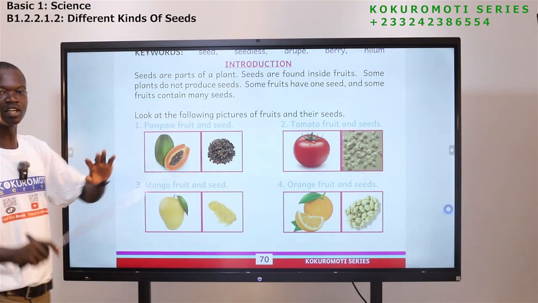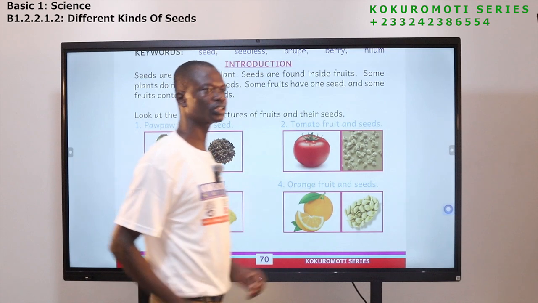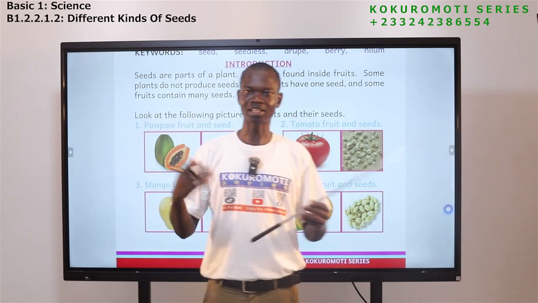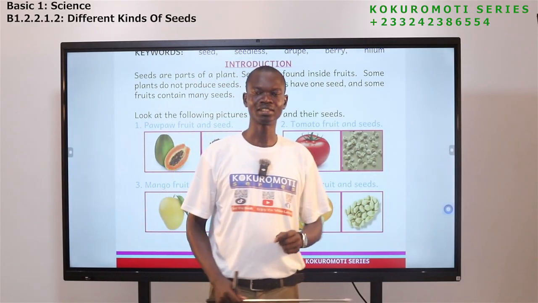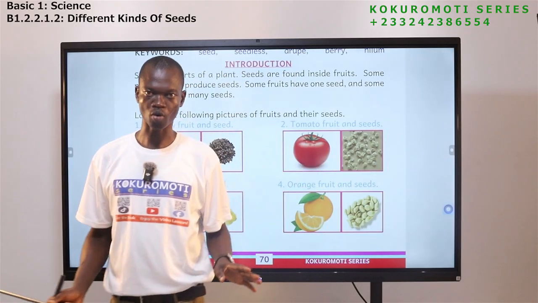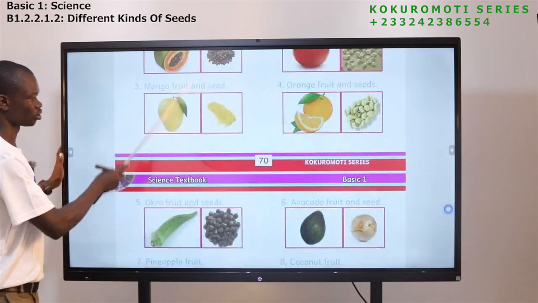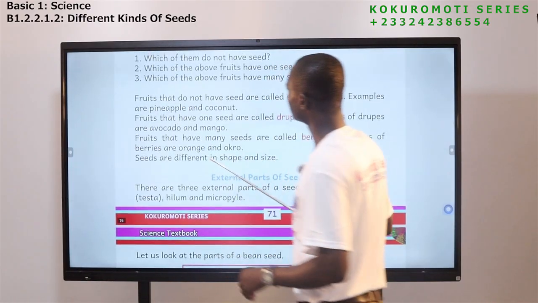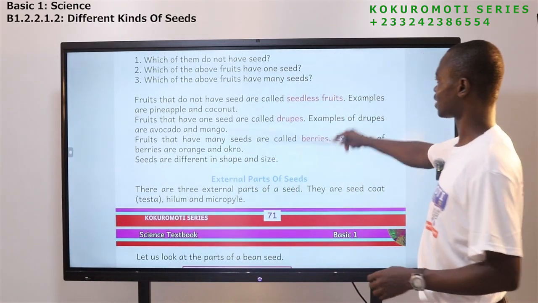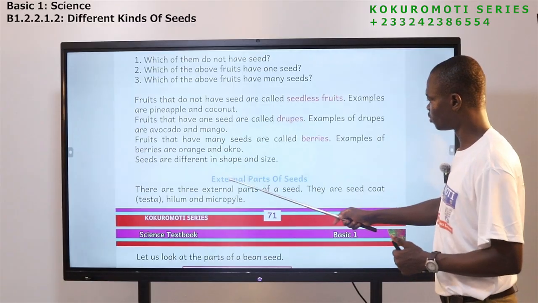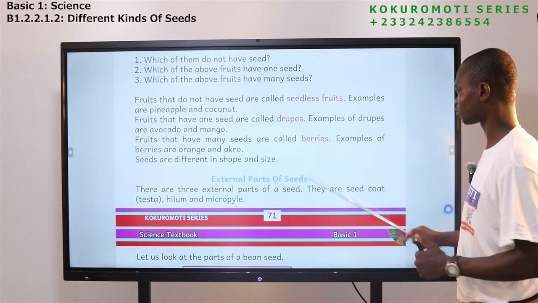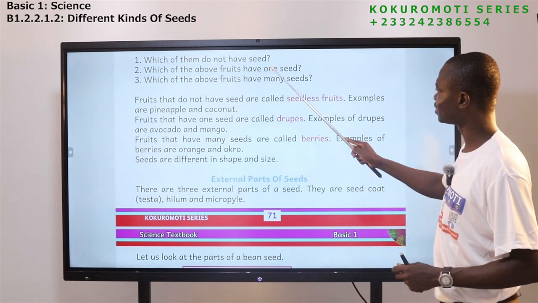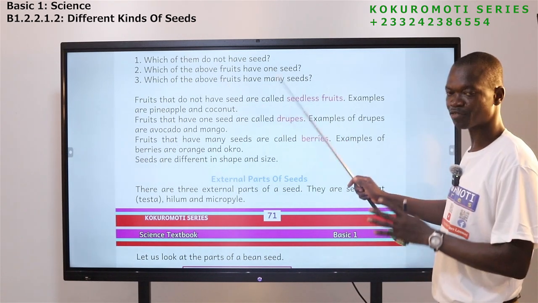So you should know that of the fruits that we buy, the fruits that we eat, some of them have more seeds. Some also have one seed. Some also do not have seed at all. So let's continue. Now we are going to look at parts. Oh yes, there is something here. Let's look at this before we move out. Before we look at the external part of seeds, we have answered all these questions. Those that have one seed, those that do not have seed, and those that have many seeds.